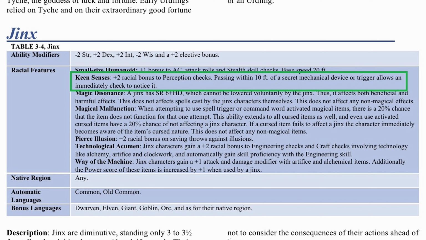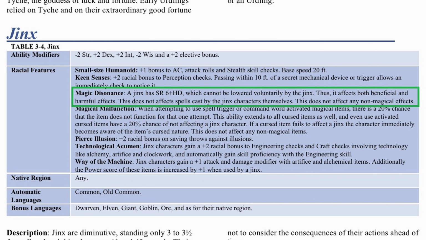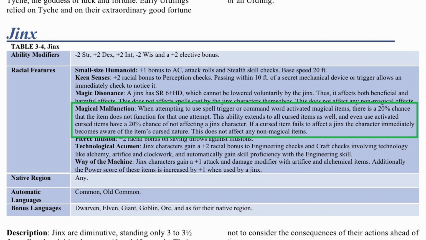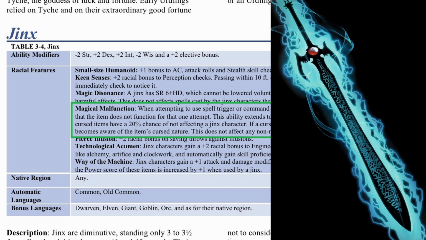Jinxes have the keen senses ability. This allows them a +2 racial bonus on perception checks, and they have the ability to notice a secret mechanical device or trigger just by passing within 10 feet of it. The Jinx also have magic dissonance. This is a spell resistance of 6 plus their hit die, which they cannot lower voluntarily. Thus, there's always a risk, or a chance if you want, that spells directed at a Jinx character simply do not work. Jinx also have the magical malfunction feature, which means that magical items with either a spell trigger or command word activation have a 20% chance of not working. This only affects their manipulation of magical items. But on the positive side, it also means that cursed items have a 20% chance of not affecting Jinx characters.